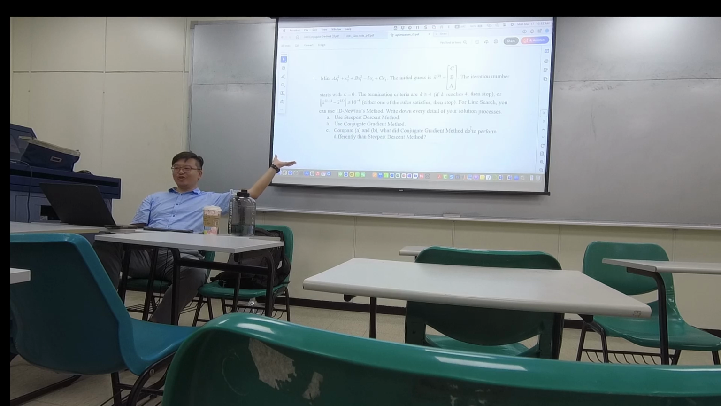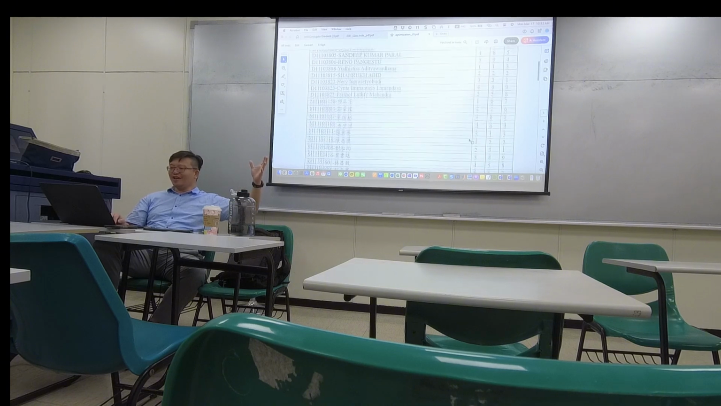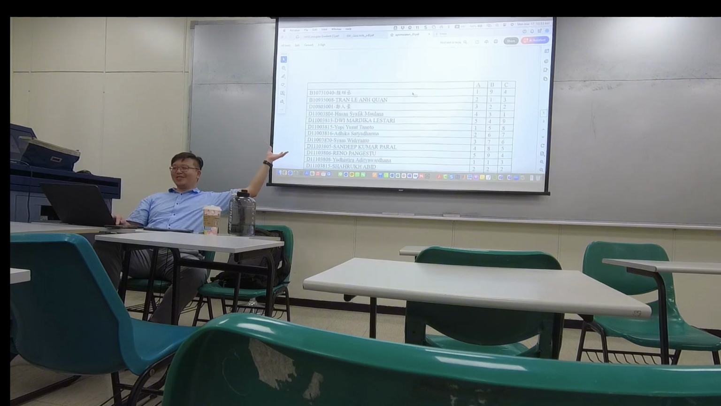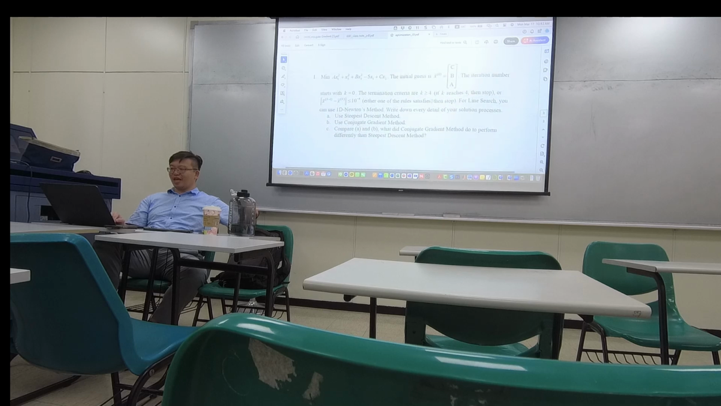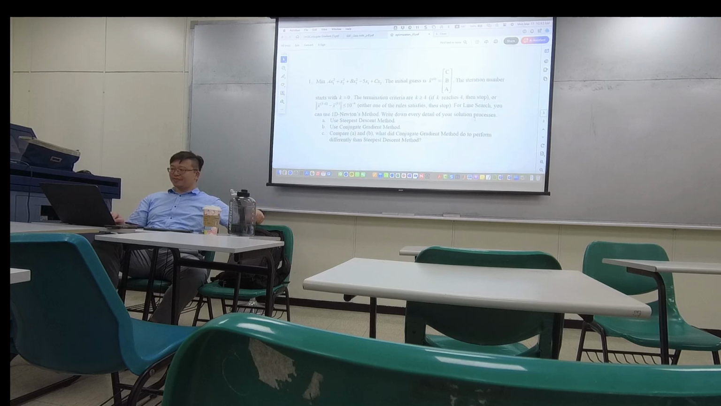with a bunch of coefficients. Initial guess is ABC, CBA. So what are ABCD? Earlier I gave a list to the students. If you're this person, your ABC is this. If you're this person, your ABC is this. Okay, this is what I did. So no one will have exactly the same problem.